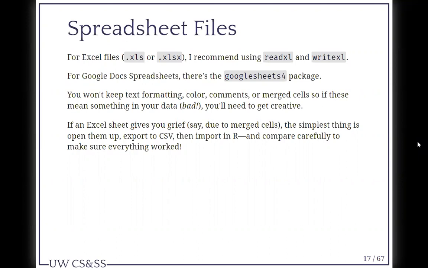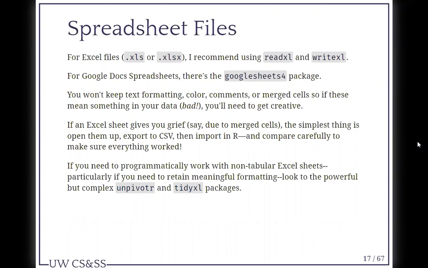Let's say an Excel spreadsheet is giving you grief because it has a lot of merged cells in it. The simplest thing is to just open that up and then export it to a CSV and then import it into R. I get a lot of mileage out of doing that. Be sure to compare everything carefully to make sure it works, because sometimes the merged cell will become its own NA and it'll be different depending on where you are in the column. But we're learning about the skills that you can use to deal with that today.